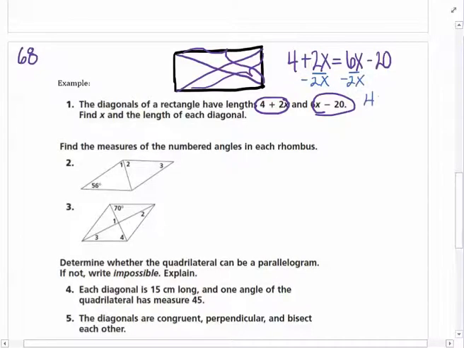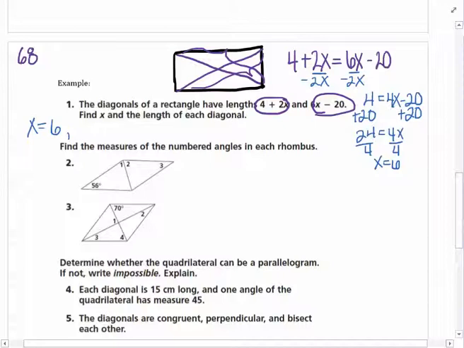So I'm left with 4 equals 4x minus 20. Let's add 20 to both sides. That's 24 is equal to 4x. Divide both sides by 4. X is equal to 6. So that's x. X equals 6.